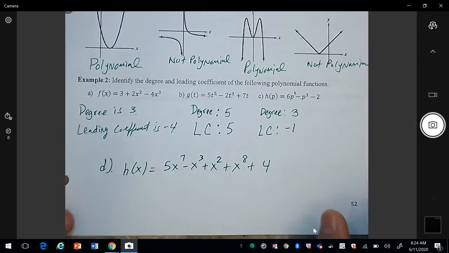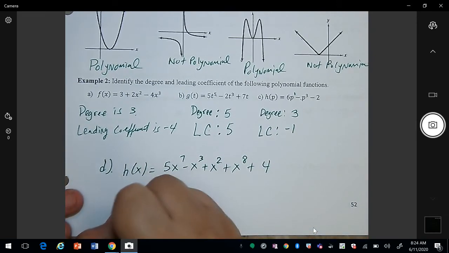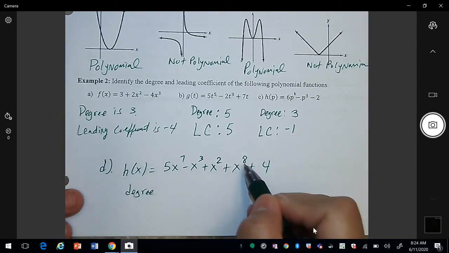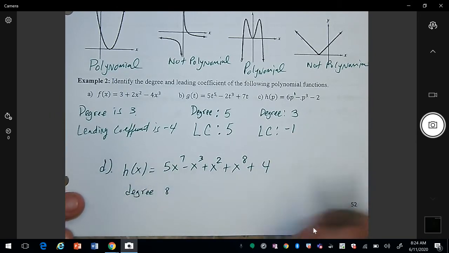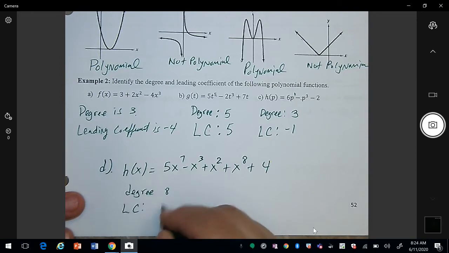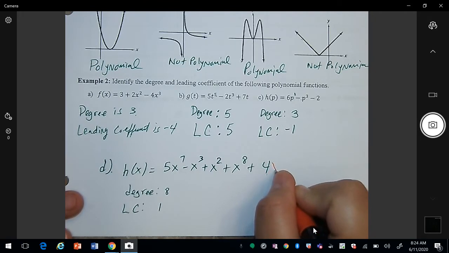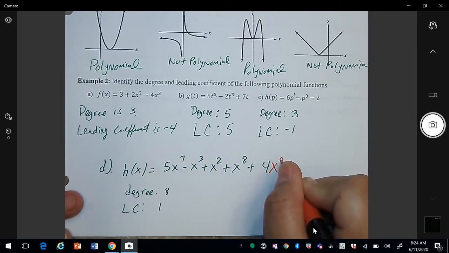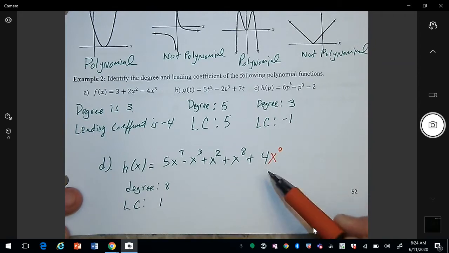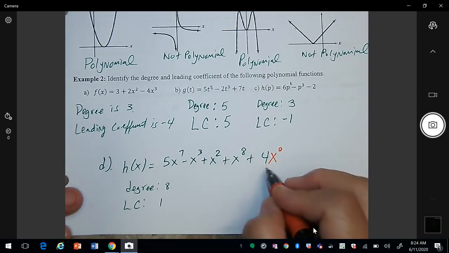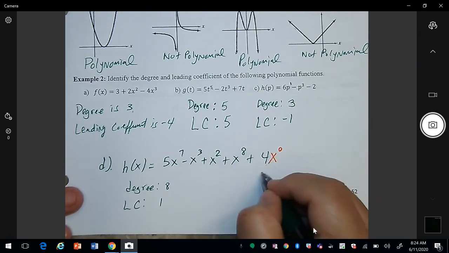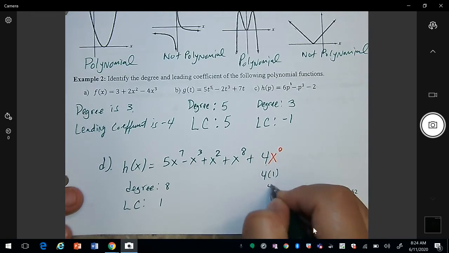Okay, so here the highest degree would be 8, and the leading coefficient is going to be 1. So these numbers here, the constants, notice that we don't see the variable x. However, there is an imaginary x here with the exponent of 0. So x to the 0 is just 1. So this right here is 4 times 1, which is 4.